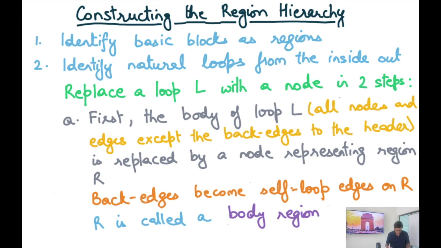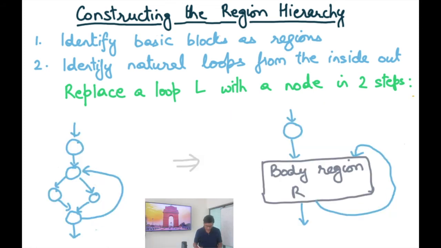All right, and R is called a body region. We have already discussed that, because R is formed out of a body. And then this is what my higher level region looks like. So this body region becomes a loop, and this higher level region now becomes a loop region.